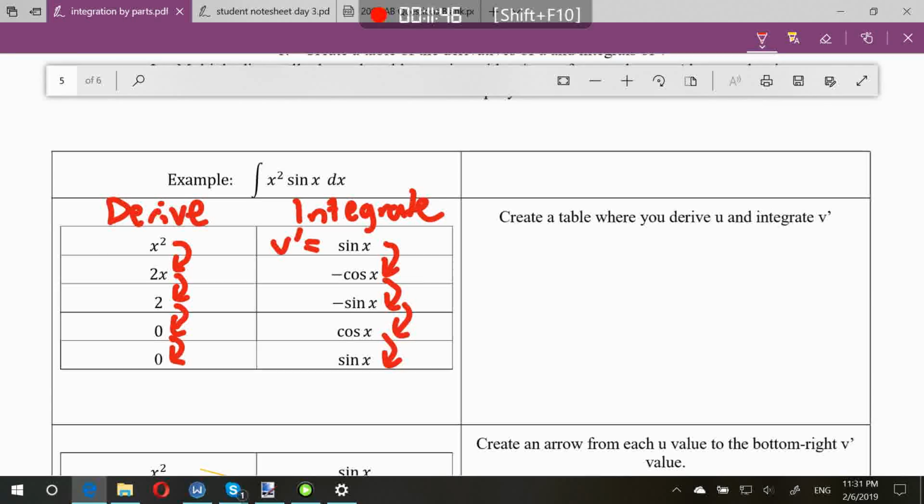So once again, take your part that you would have for u and derive it until you come to 0. Take your part that you would have for v prime and integrate it.